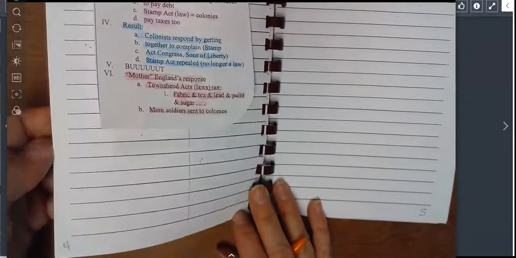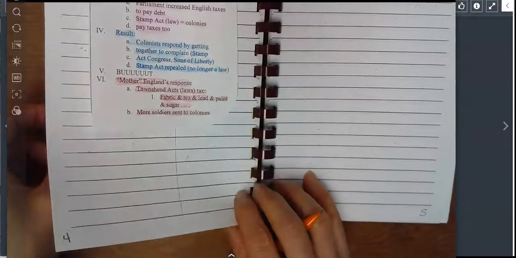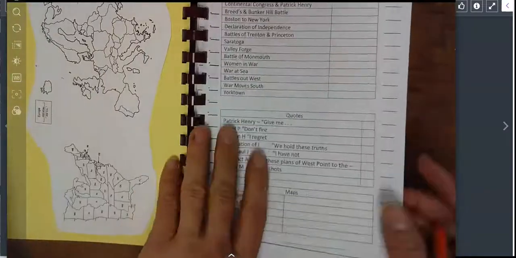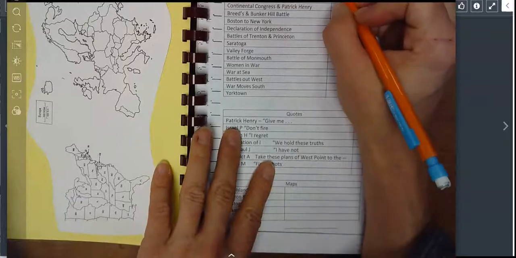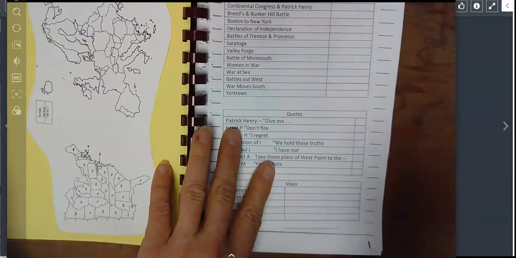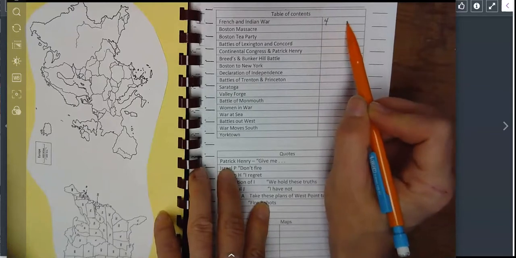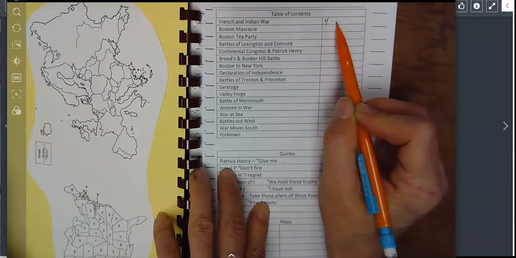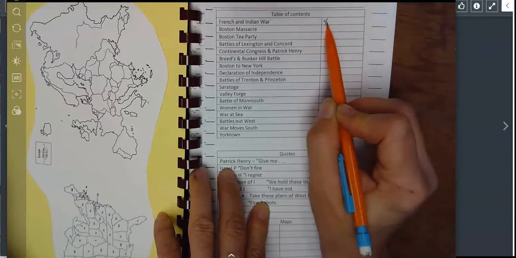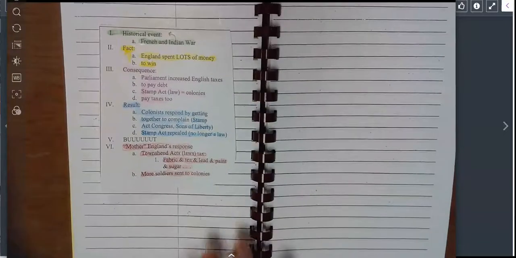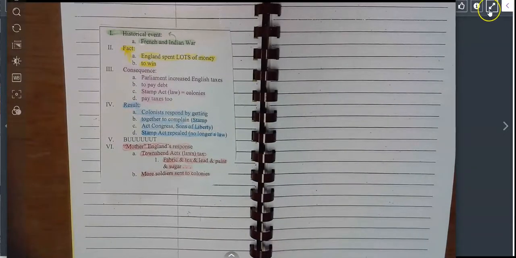French and Indian War is written on page 4, so we'll go back to the table of contents. We have information about the French and Indian War on page 4. We might have information on the next page, so don't fill this entirely up, but make sure you say, yep, we're starting on page 4 with information about the results of the French and Indian War.